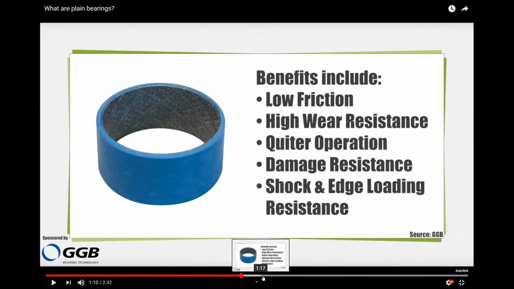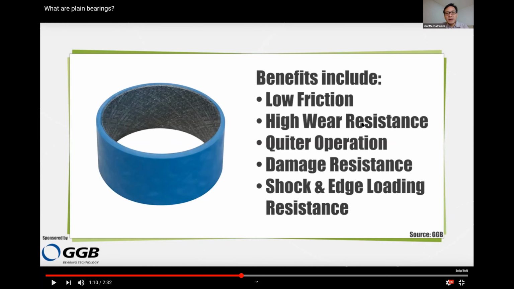Yeah, there are several other things being mentioned. Again, relatively low friction, not as low as ball bearings. High wear resistance, not bad. Ball bearings, I should say, because these are also bearings, plain bearings. If you put a lot of impact load on ball bearings, they're going to wear out quite fast. But these guys are much more impact resistant, shock loading resistant.